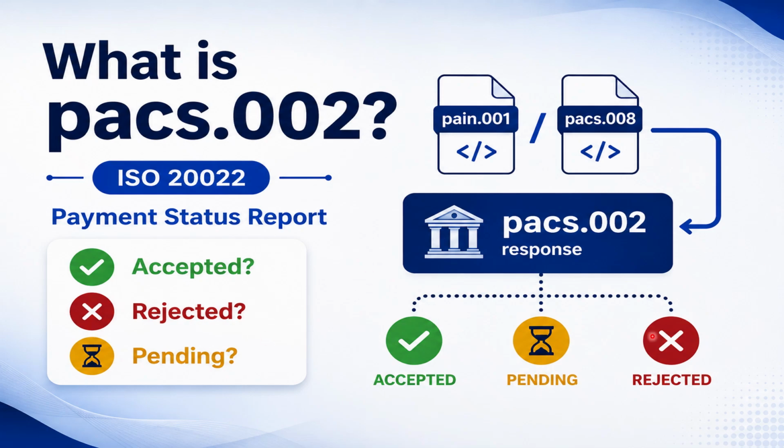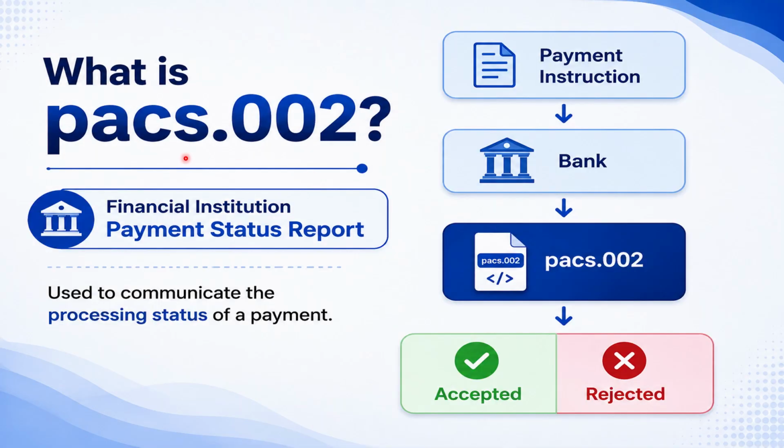Have you ever wondered how a bank knows whether a payment was accepted, rejected, or is still being processed after it has been sent? That's where pacs.002 comes in. In this video, we'll learn what pacs.002 is, how it works, its XML structure, status codes, real banking examples, interview questions, and common mistakes.